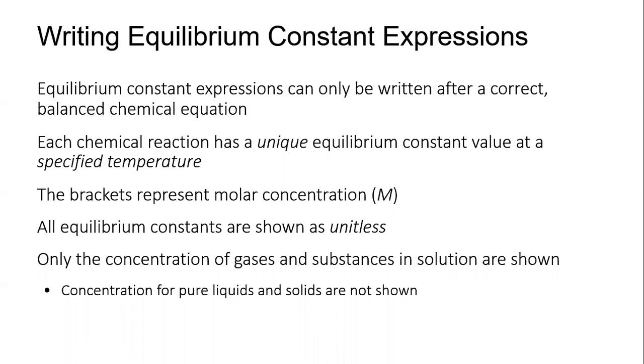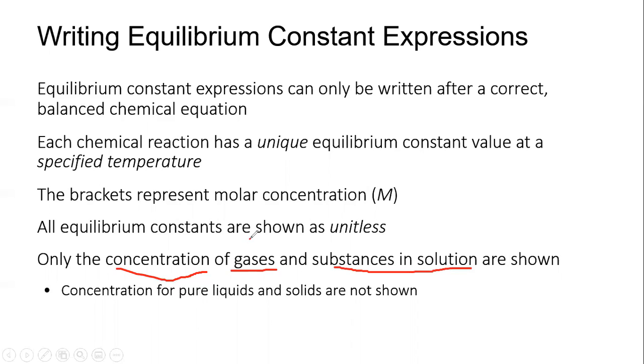And then we put the reactants and products in brackets to represent molarity. So that's why you see on the previous example, everything was written in brackets, because we're referring to them as molar concentrations. Now, the equilibrium constant itself is unitless, so there's no units for the equilibrium constant. Now, this last bullet is very important. It says only the concentration of gases and substances in solution are shown.